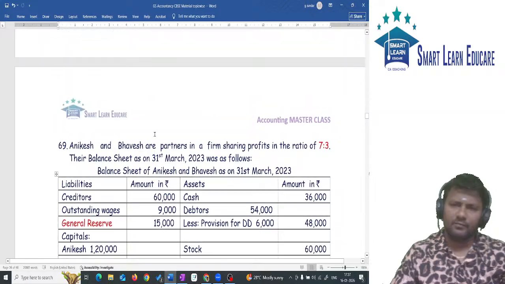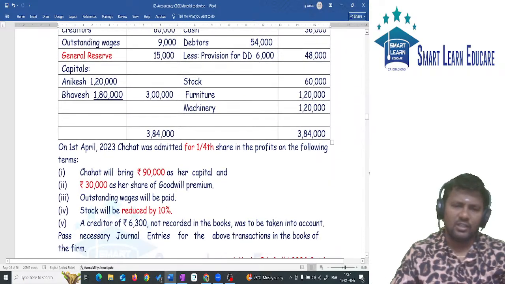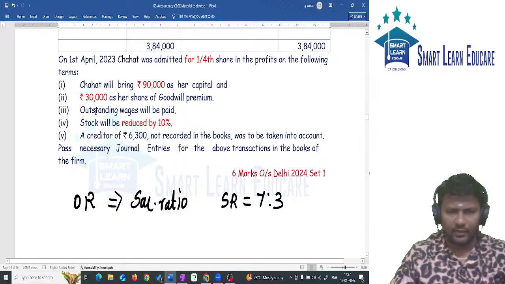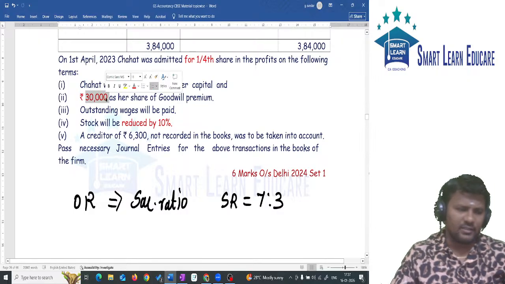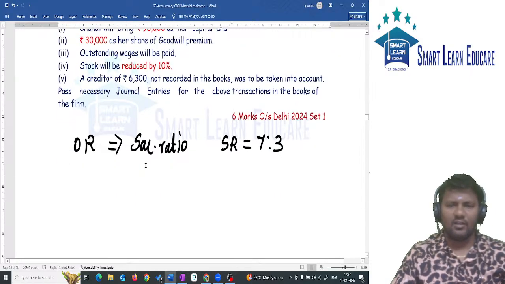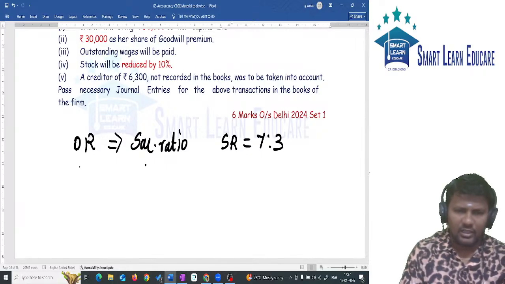Next one, balance sheet is given. First step 1 over, ratio over. Step 2, treatment for goodwill. For goodwill, partner brings 30,000. Whenever partner brings cash for goodwill, we should use premium method. As per premium method, what is the journal entry for goodwill?